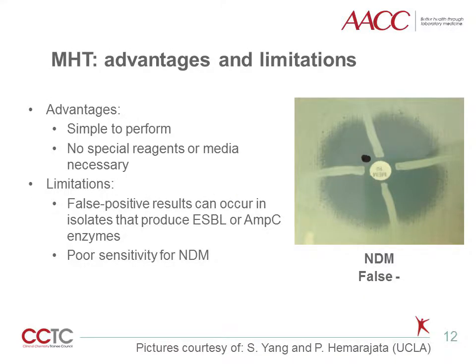The advantages to the modified Hodge test are that it is simple to perform and no special reagents or media are required. However, false positive results can occur in isolates that produce an ESBL or AmpC coupled with a porin mutation. The test has poor sensitivity for the New Delhi metallo-beta-lactamase, as shown.